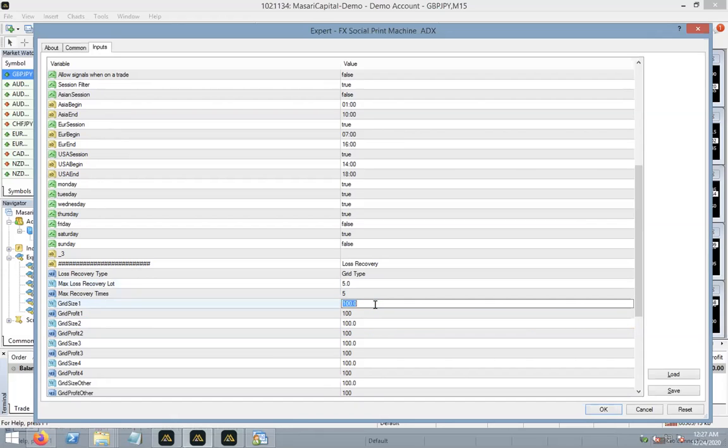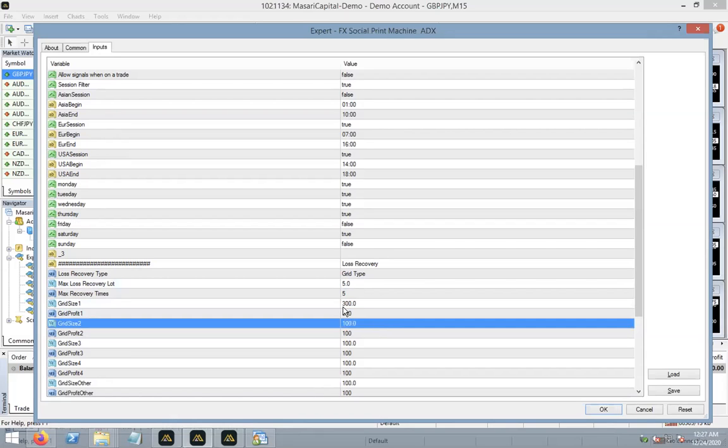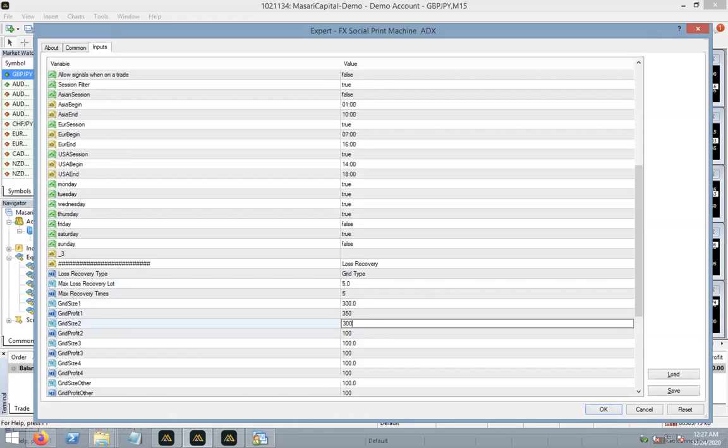Now look, grid size. I have a specific grid size I like to use for the print machine. So we're going to do 300. Then I like to do 300, and for my profit, I like to go for 35 pips. So we do 350 points. 30 pips is going to open up the grid, and then 35 pips is going to take it. And then I do the same thing. I do 350 this time, and then I'll do 500. All right, and I'm going to tell you why I did it this way in a minute.